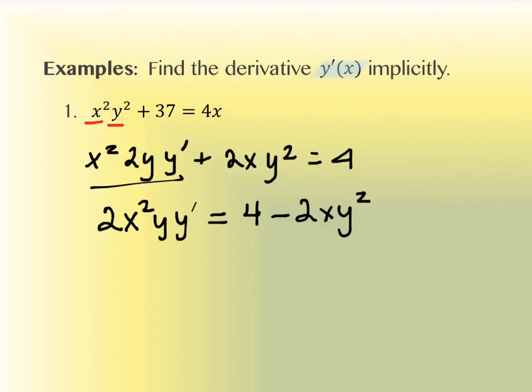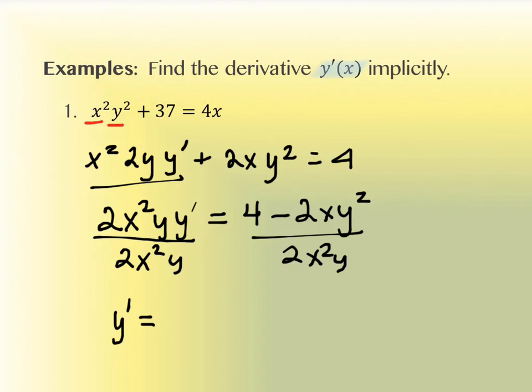What would the last step be? Divide by what, Ben? 2x squared y. Right, 2x squared y. So y prime equals, and then if you'll notice, we can actually reduce this particular expression on the right-hand side. How? Yeah, there's a 2 involved in all of these coefficients, so I can divide them all by 2. So I actually can write this as 2 minus xy squared over x squared y.